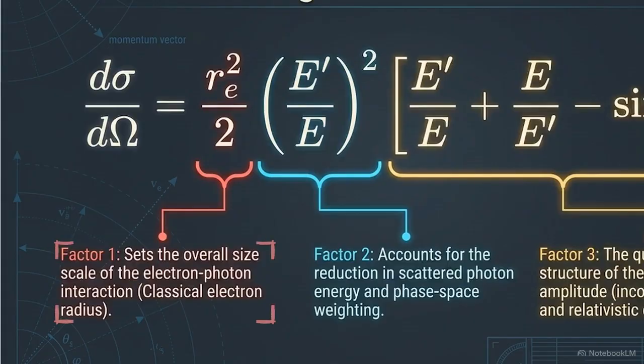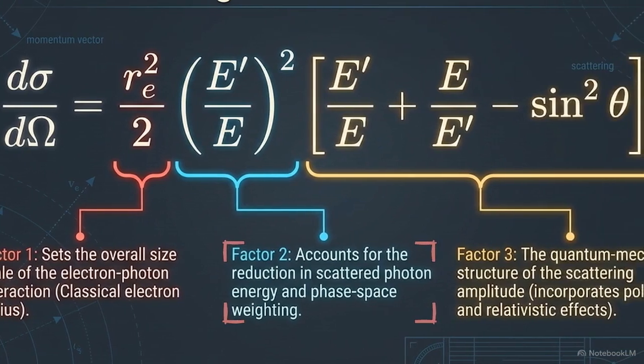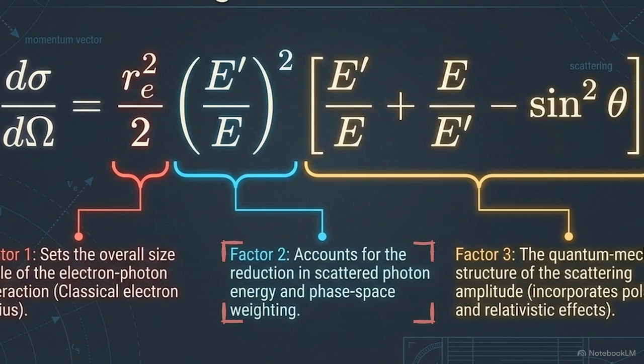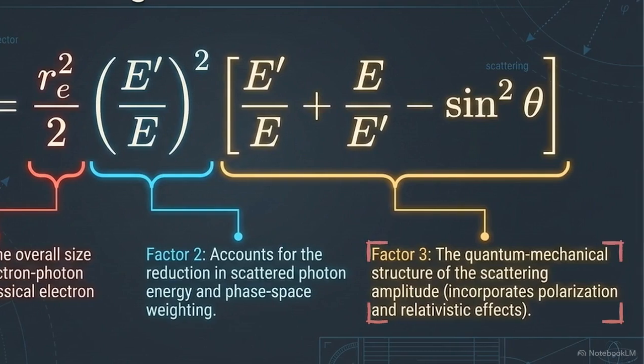Factor 1, in red, sets the interaction size scale via the classical electron radius. Factor 2, in blue, accounts for reduced scattered photon energy. Factor 3, in yellow, incorporates the quantum mechanical amplitude structure.